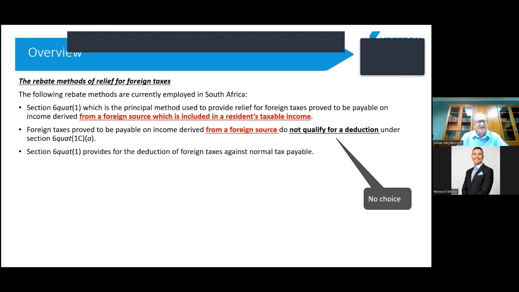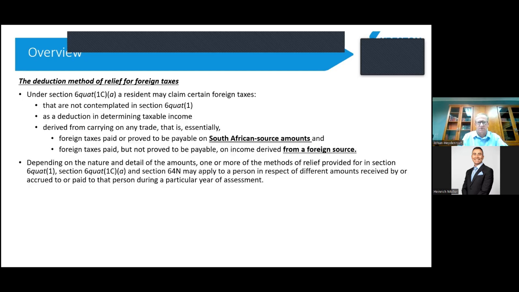So it talks about the rebate method of relief of foreign taxes. Again, the rebate. The following rebate methods are currently employed in South Africa. Section 6quat(1), which is the principal method used to provide relief for foreign taxes proved to be payable on income derived from a foreign source, which is included in your resident taxable income. Importantly, foreign taxes proved to be payable on income derived from a foreign source do not qualify for deduction under 6quat(1). 6quat(1) provides for the deduction of foreign tax against your normal tax payable.